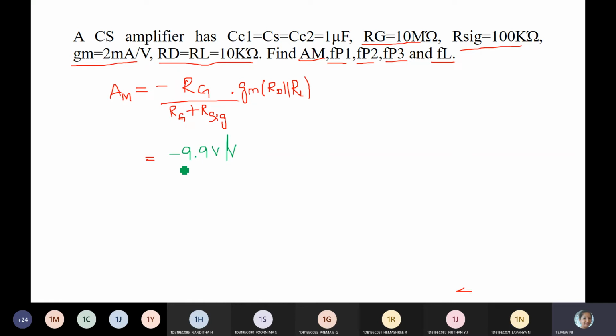Okay. So this is about mid-band gain. Naina not in the class? Next, what is the formula for FP1? It is 1 by 2 pi CC1 (R signal plus RG).